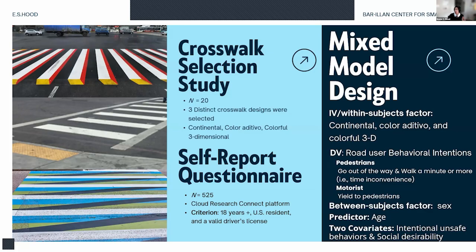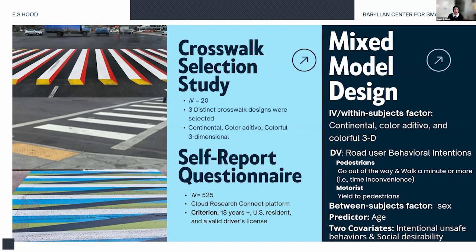In our self-report survey that we launched, the criterion was you had to be 18 years or older, a US resident, and you had to have a valid driver's license. So we did a mixed model design with a within subjects factor being the continental, the color additivo, and colorful 3D. The dependent variable was road users' behavioral intentions: pedestrians and motorists, are they willing to go out of the way or use the crosswalk? And then the between subjects factors were sex, age, and 2 covariates, which were intentional unsafe behaviors and social desirability.